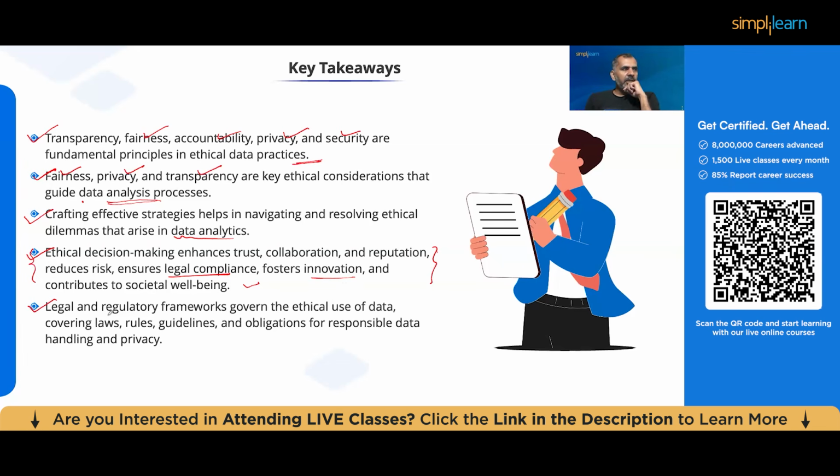And finally, we have some legal and regulatory frameworks that govern the ethical use of data. These frameworks cover laws, rules, guidelines, and obligations for responsible data handling and privacy. We have seen three. One is European, GDPR, then PIPL from China, and I think CCPA from the US, California. So these are the popular ones, and then we have some domain-specific rules and regulation governing bodies also. So that's something like the major key points from today's discussion.